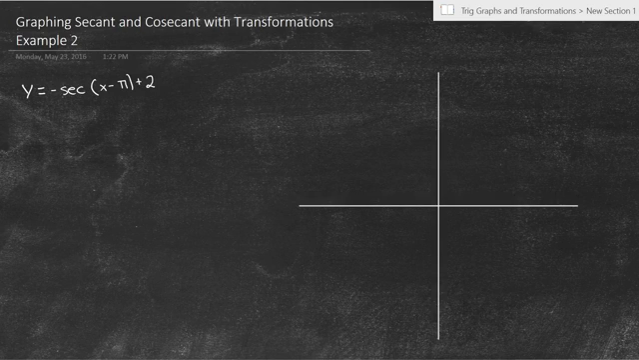Hey guys, so today we're doing our second example of graphing cosecant and secant when it's been transformed.